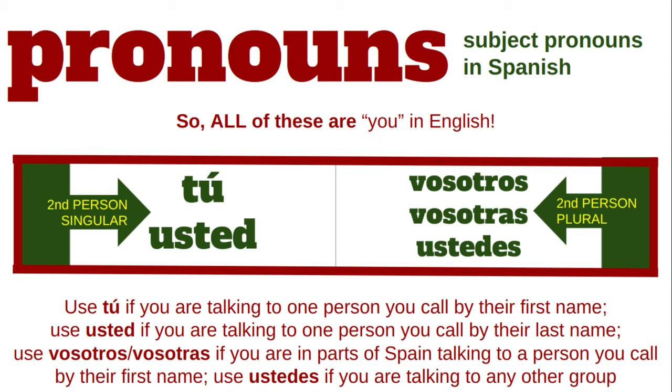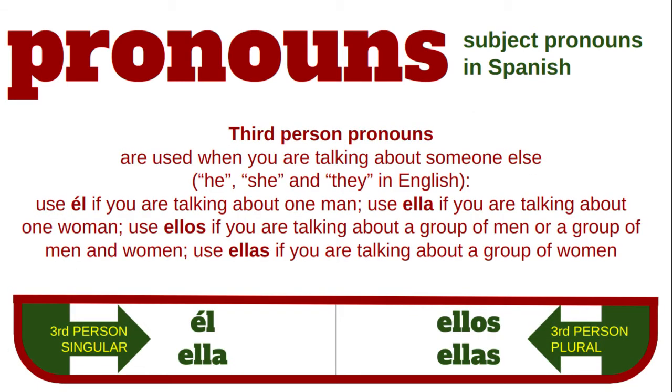So outside of Spain, you basically need to learn 3 forms: tú, usted, and ustedes. And the third person pronouns, which in English are he, she, and they, in Spanish are él, ella, ellos, and ellas.